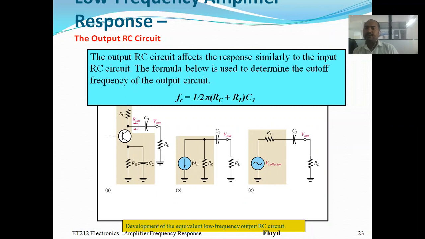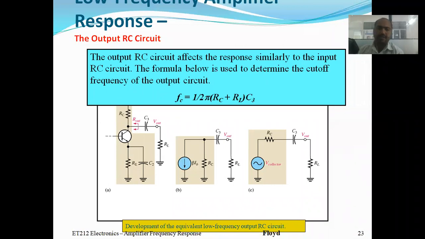When we discuss frequency with respect to your amplifier, there are three operating frequencies of your amplifier. One is low frequency, the other is mid frequency, and the third is high frequency. These are the three operating frequencies of your amplifier. We have seen the amplifier response with respect to low frequency. Low frequency indicates a frequency less than 50 kilohertz. How the particular circuit works with a signal less than 50 kilohertz, that we have to see here.